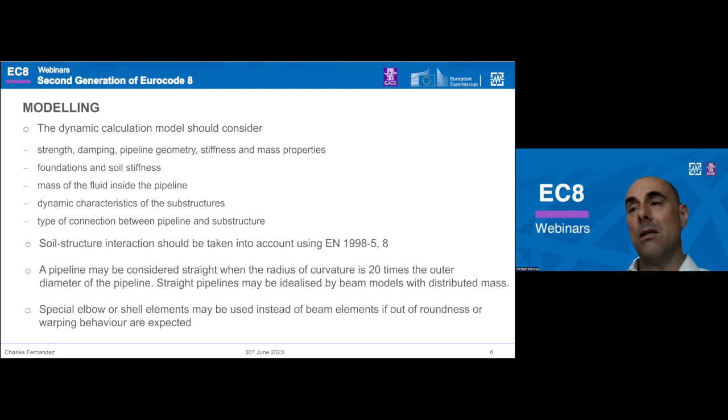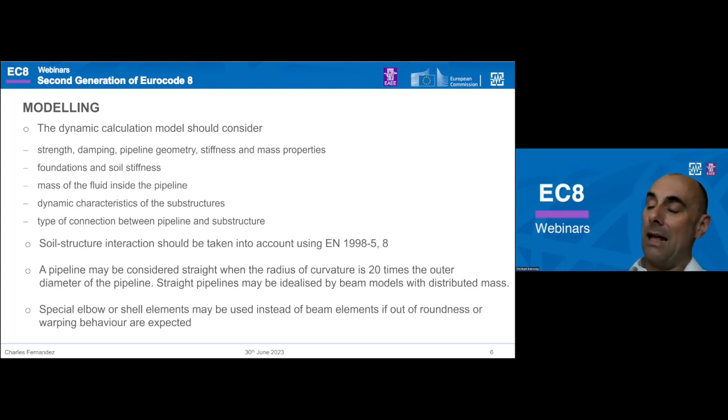The easiest way is to say it is more or less a straight pipeline. The straight pipeline can be considered straight if the curvature radius is 20 times the outer diameter of the pipeline. These straight pipelines may be modeled with beam models and distributed masses along the pipeline. So this is quite clear. This is a simple way of modeling.